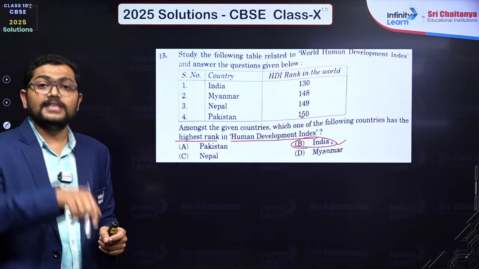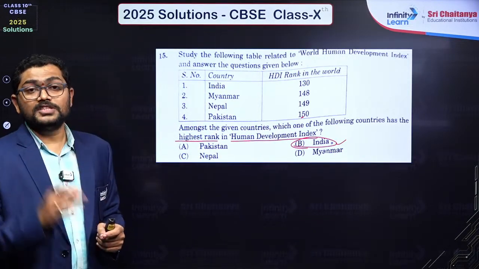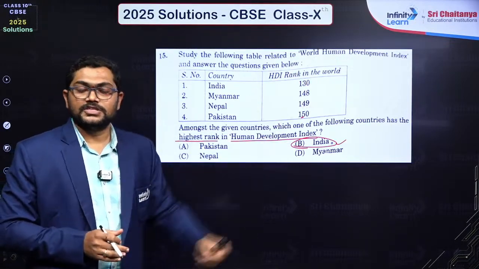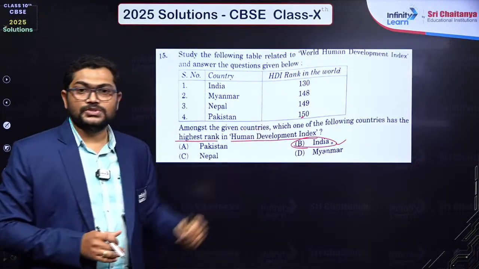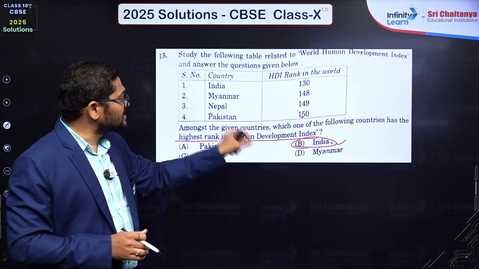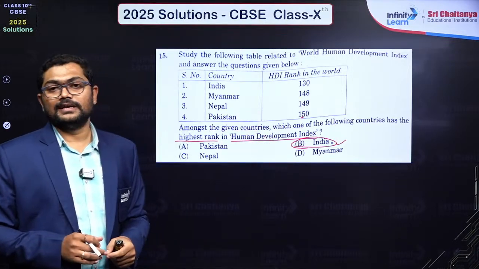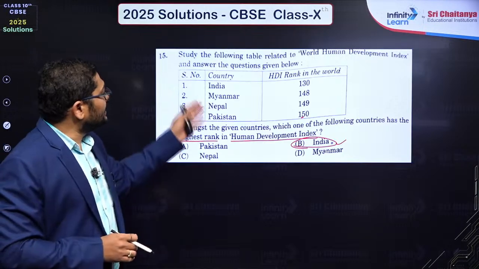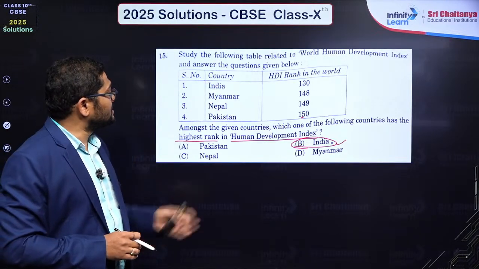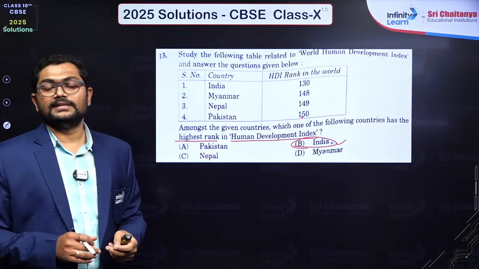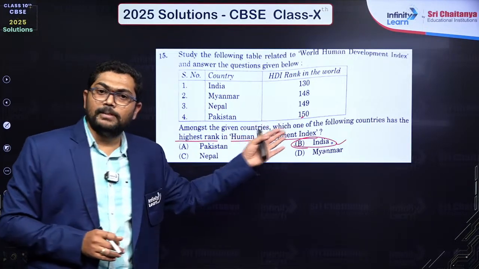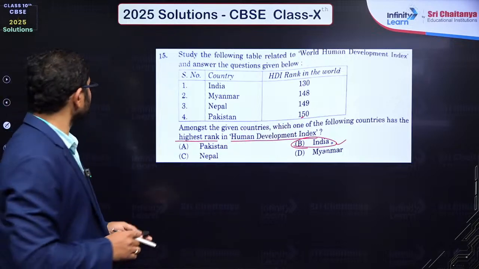Highest rank means the lifestyle of the people. With respect to the lifestyle of the people, in which country there are the better living conditions. So based on that we have to choose. It's not about the numerical value, but it's about the living style and the living conditions in that particular area. So based on that, yes, India is having the highest HDI rank according to the data that is given in the question paper. So for question number 15, option B stands to be true.